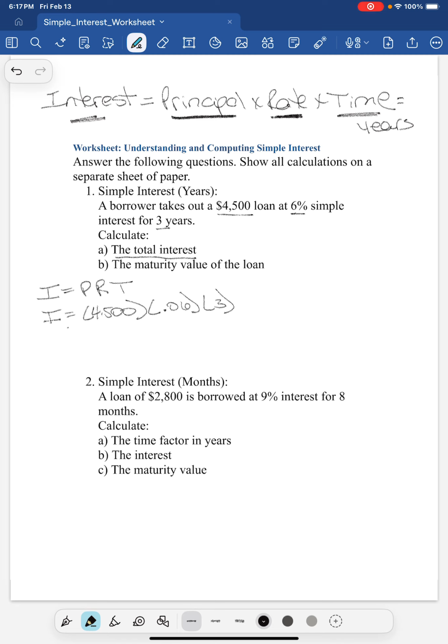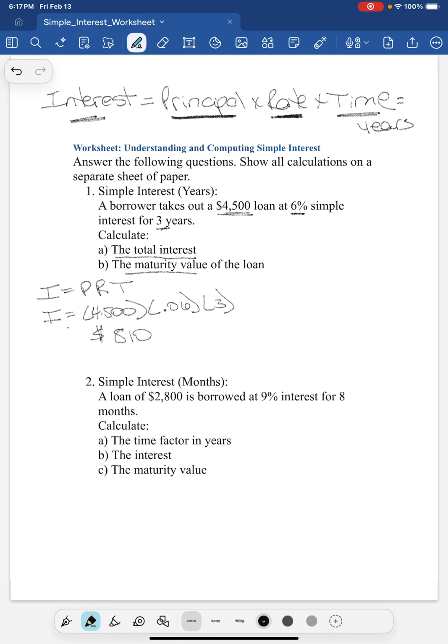So then you're just going to go to your calculator, and you have 4,500 times 0.06 times 3, and you get 810. So the total interest that will be paid on this $4,500 by the time you pay it back in 3 years at 6% interest is $810.